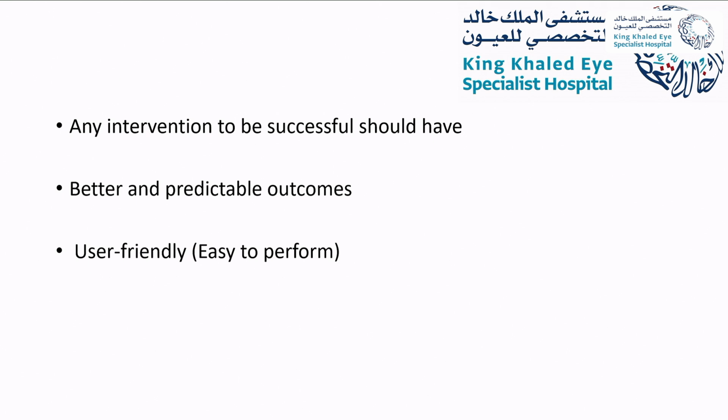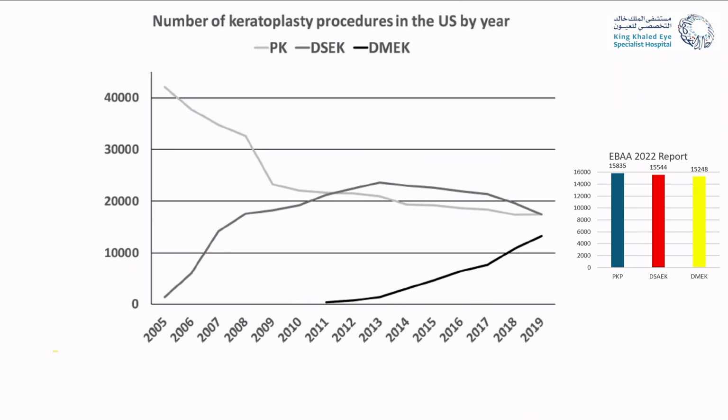So why is cell therapy important, or why is anything important? This is because any intervention that needs to be successful should have better and predictable outcome. This is the first thing. And secondly, it has to be user-friendly, so ordinary surgeons like me can do it, anyone can do it. I mean, there's no point of inventing or starting a very complex procedure which only a few people in the world can do, and most of the world cannot get benefit.